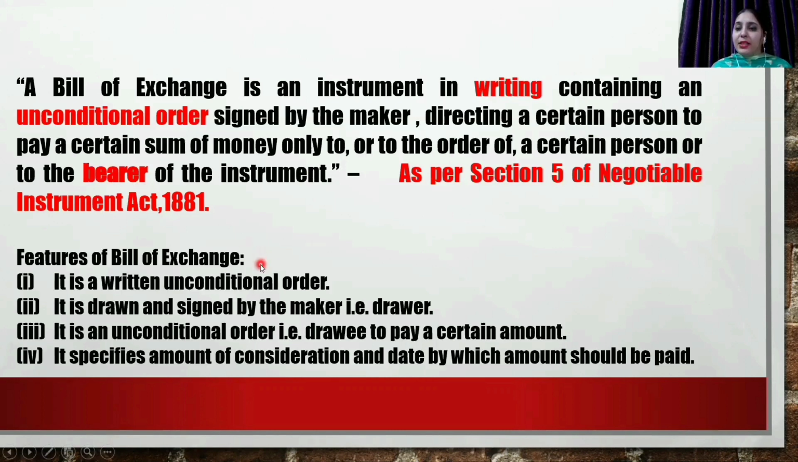Now, what are the features of a bill of exchange? It is an unconditional order. It is signed and drawn by the maker, and the maker is the drawer, the seller. It is an unconditional order to pay a certain amount. The amount is certain, it is specified, it is mentioned in the bill of exchange. It also specifies the amount of consideration and the date by which the amount should be paid.